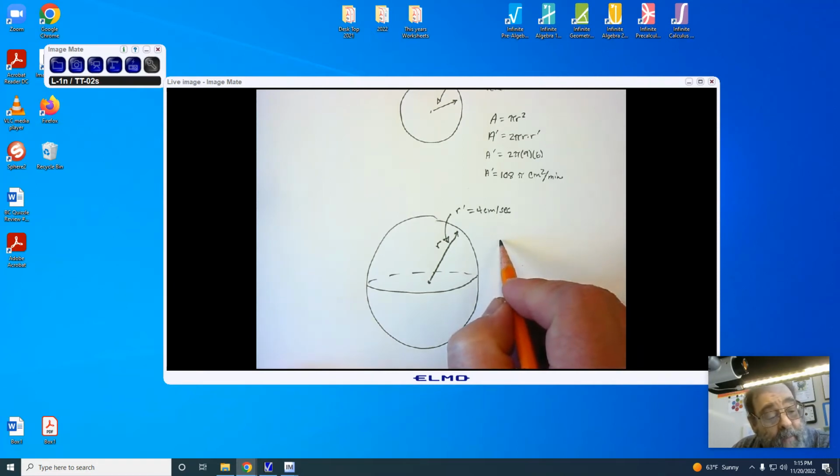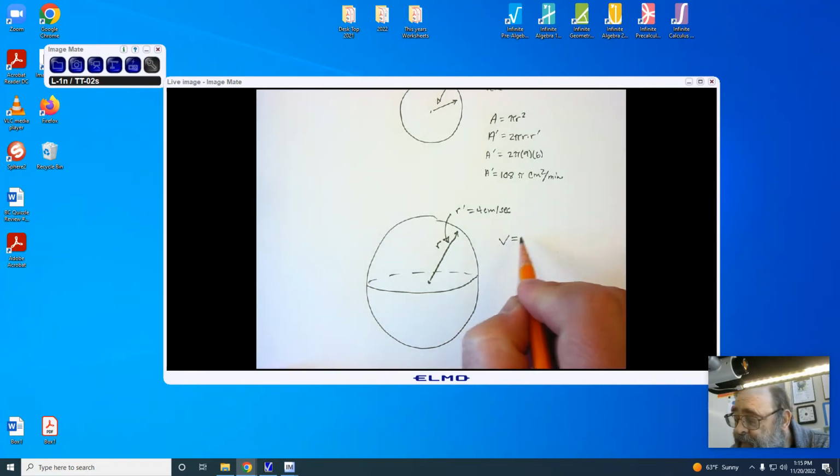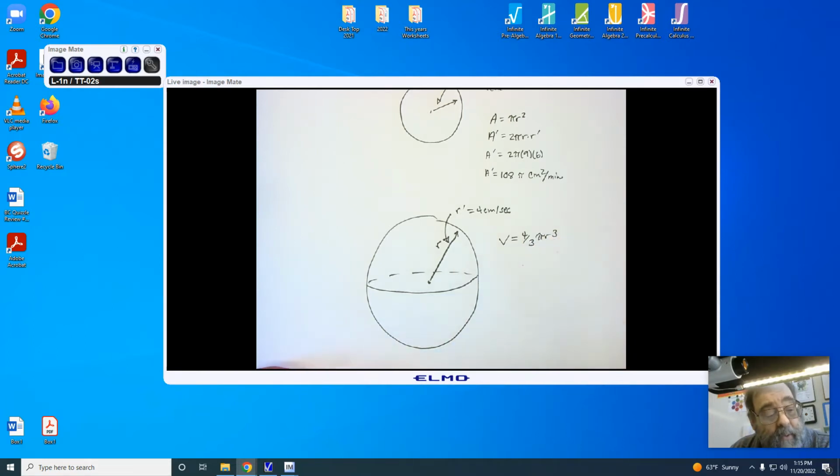Alrighty, so our formula, if you don't remember, it's 4/3 pi r cubed. And if you don't recall, please be aware that these are the formulas that would be given to you on a test or an AP question test.